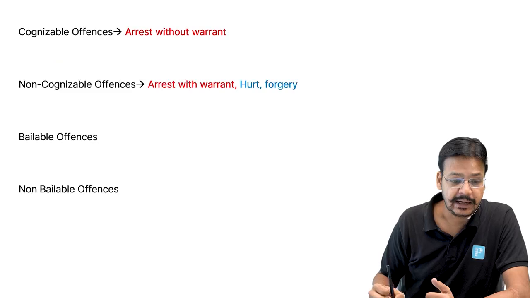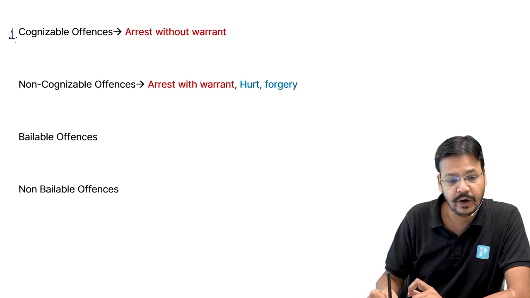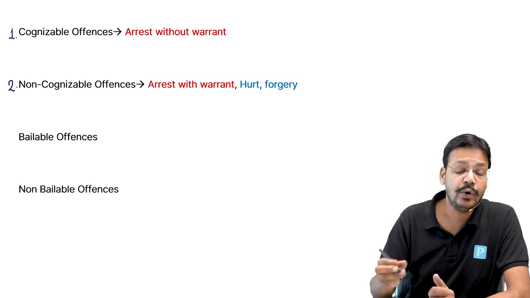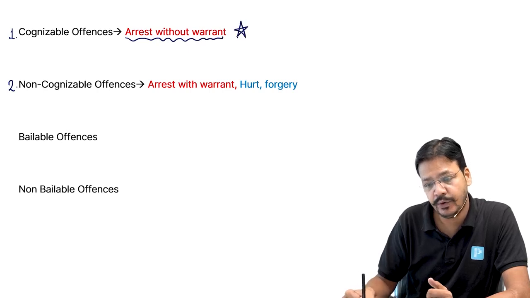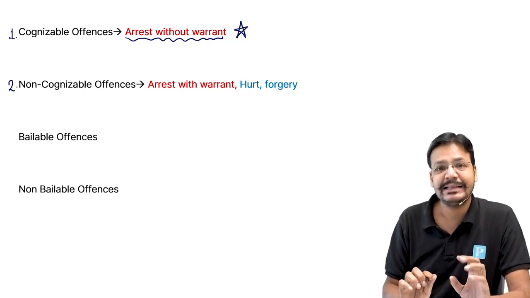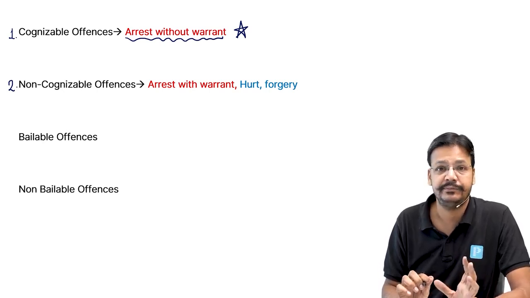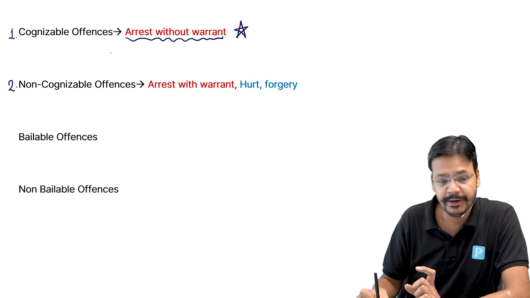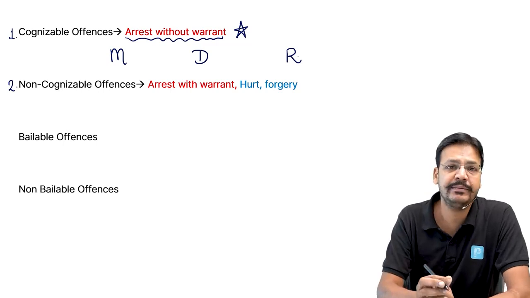Now, sir, I'll come one by one. First I will tell you the difference between cognizable and non-cognizable offense. Cognizable offenses are those offenses where police can arrest a person without warrant. So one thing is clear, these are serious crimes. Police can arrest a person without warrant. And you can remember by a trick: MDR. These are examples of cognizable offense.